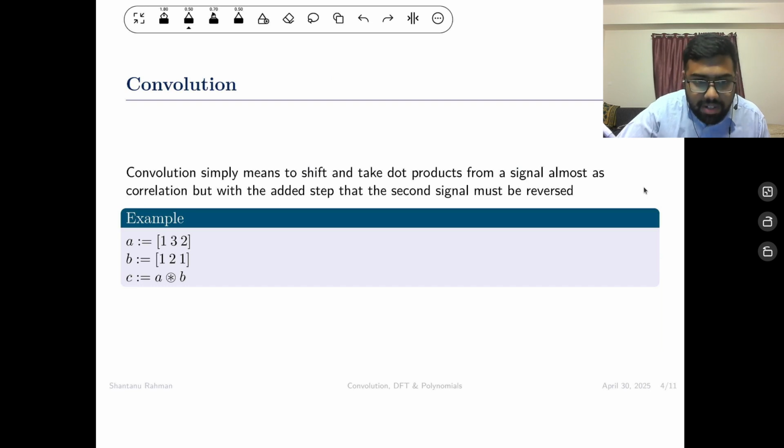Convolution is another of those simple operations that is very impactful again. One of the examples we have here: 1, 3, 2 is a signal, and 1, 2, 1 is another signal, and C is just the convolution of A and B. This is the convolution symbol we have right here.